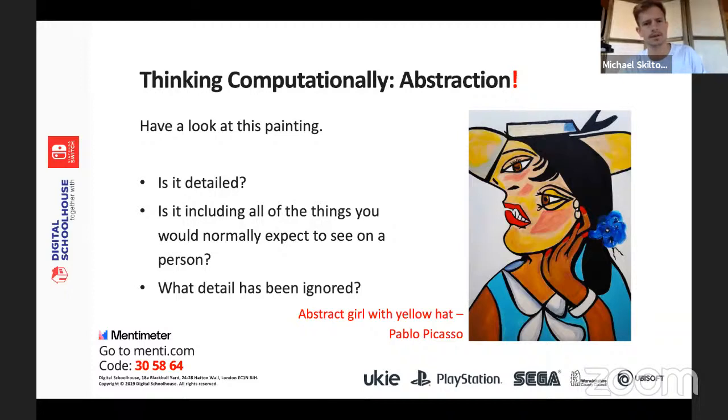So yeah, I think I am seeing all the things I'd normally expect to see on a person, but what detail has been ignored here? What things are missing from this image? And does it matter? Does it make this image good because things are missing, or does it make this image bad because these things are missing? Well, this depends on your own point of view of art. Is this art? That's a big question.